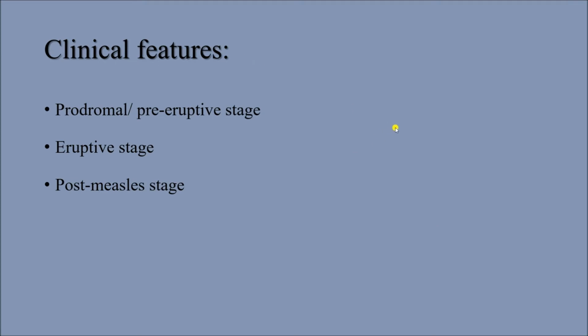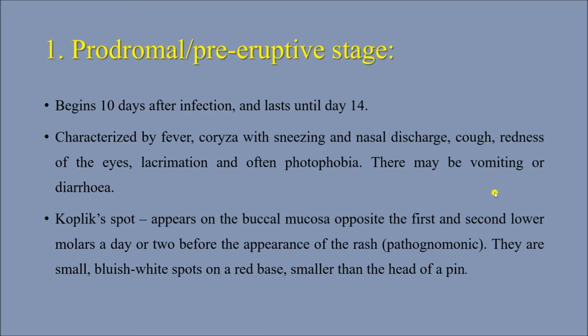Clinical features. So measles has different stages like prodromal or pre-eruptive stage, eruptive stage, and post-measles stage. First, the prodromal or pre-eruptive stage. So it occurs 10 days after the infection and lasts up to day 14. Lot of children, as I already mentioned, would come to us with complaint of fever. Along with that, there can be coryza with sneezing and nasal discharge. So cold, that means there is running nose, sneezing, nasal discharge, etc. And there can be cough, redness of the eyes, so conjunctival congestion can be there, lacrimation, and often photophobia. There can be vomiting and diarrhea also.